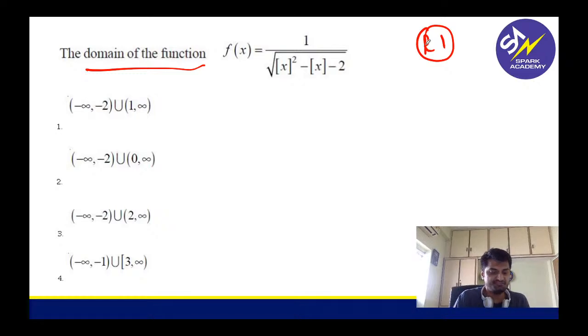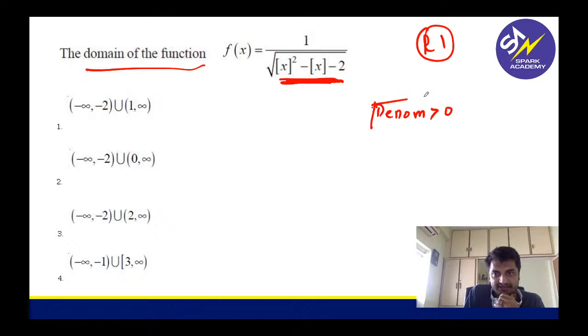Can you tell me how to solve a domain question? You have to keep that table in mind. You remember that table which we had in mind, right? What was that table, guys? If you have a square root and a numerator and a denominator term, the denominator term should always be greater than 0. Is that correct, guys?